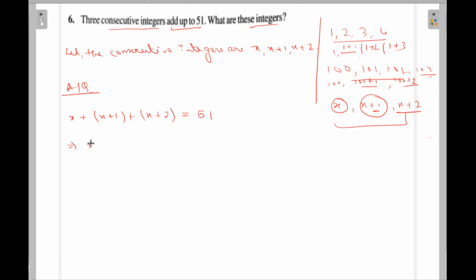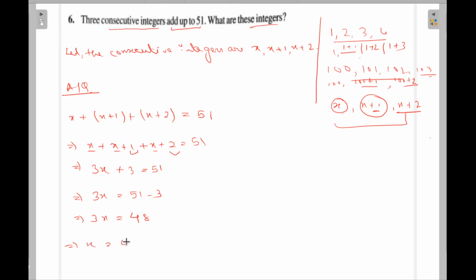Now just remove the brackets. Equals 51. So how many x are there? 1, 2, 3. That means thrice x plus 1 and 2. So 1 plus 2 is 3, equals 51. So thrice x equals 51 minus 3. So thrice x is equal to 8.